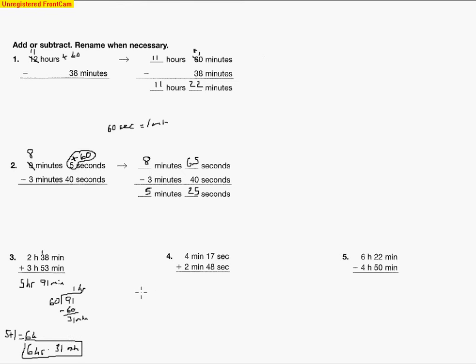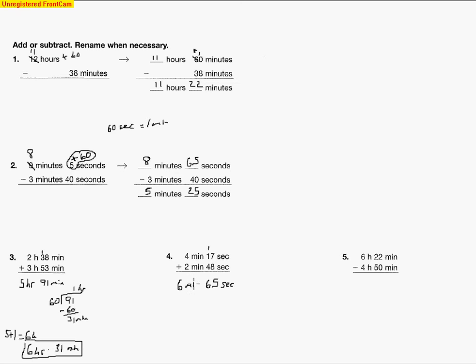And here it is. We've got 4 minutes and 17 seconds, and we're adding 2 minutes and 48 seconds. So I go ahead and add away. I end up with a 5, carry a 1, 15 that is, and then I add that together, I get 65 seconds. And here I add these numbers and I get 6 minutes.